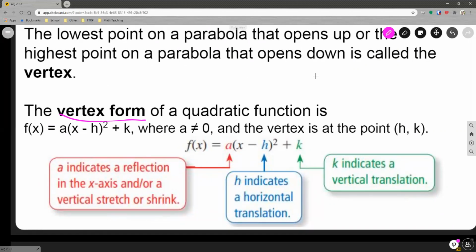And the nice thing about this vertex form is that the h value and the k value literally tell us where that vertex of the graph is at. It's built right into the equation. So I can look at any of these vertex forms and go, okay, I know my h value, I know my k value, that's where my vertex is. And then the a value lets me know if I've got a reflection and possibly also a vertical stretch or shrink, or maybe just a vertical stretch or shrink and no reflection. So either both or one or the other.